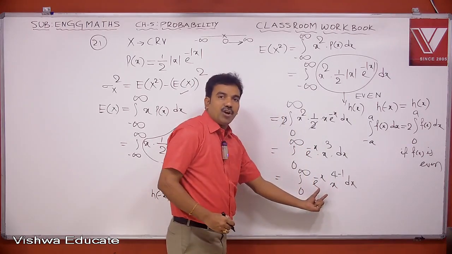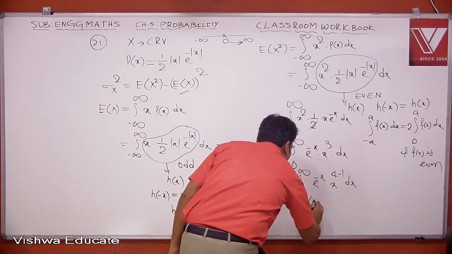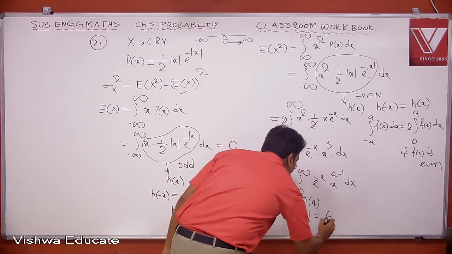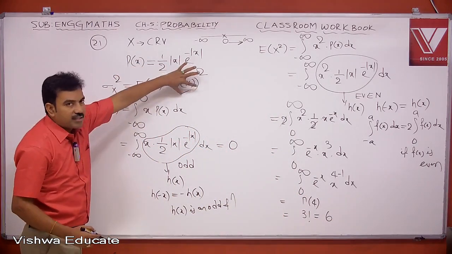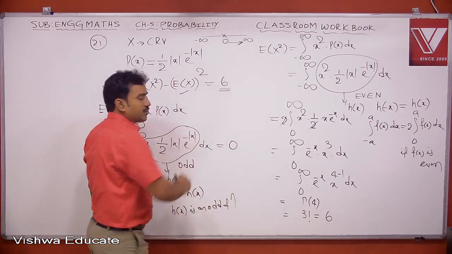Now this is a gamma function. Here the n value is 4. So this is gamma of 4. Gamma of 4 is 3 factorial. Therefore this is 6. So the E of x square value is 6 and the mean is anyhow 0. Therefore the variance of this random variable is 6.